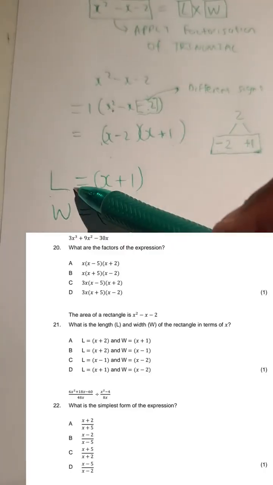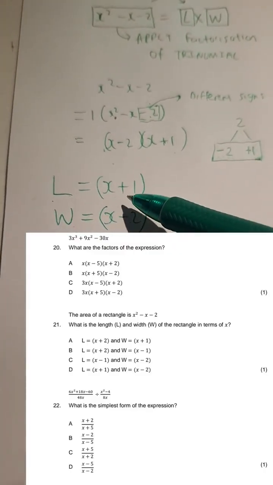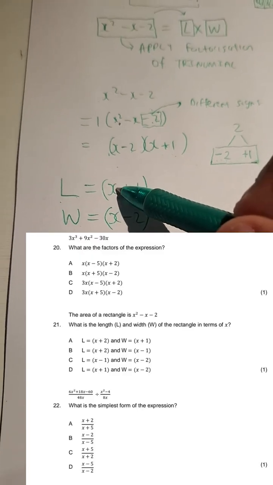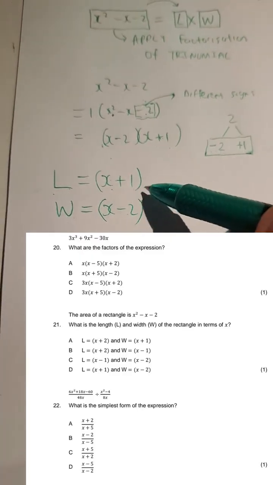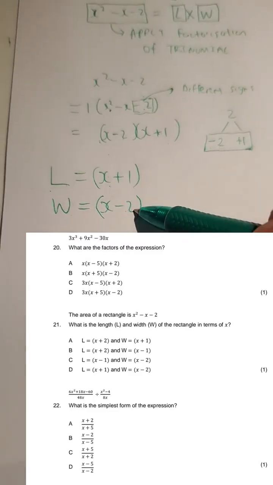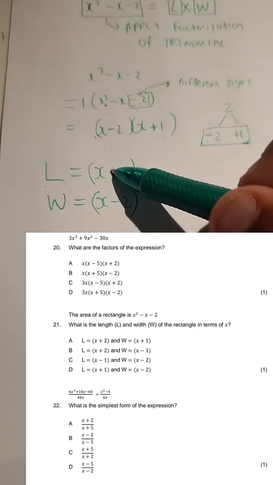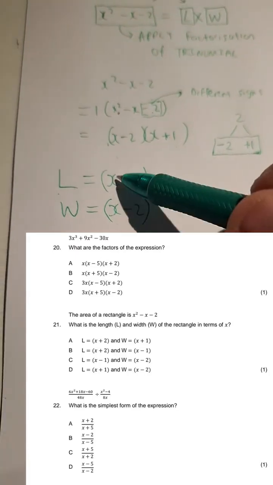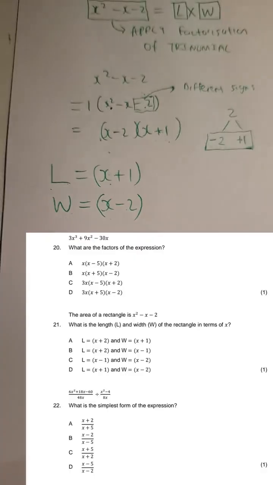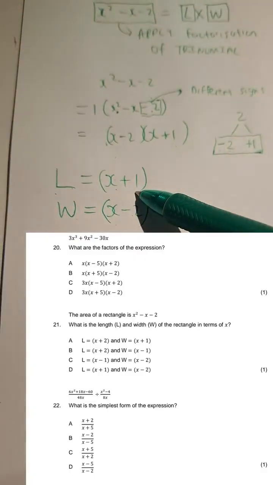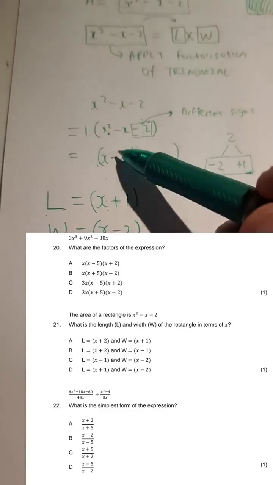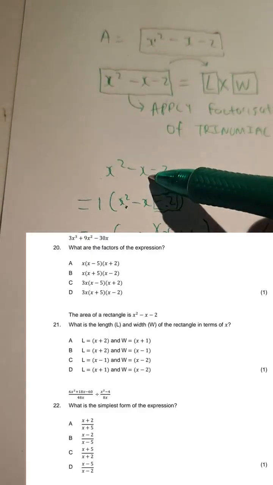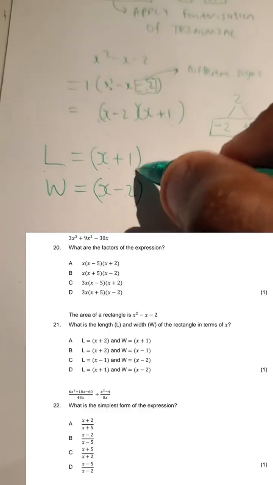Remember, guys, the length must always be the longest side. And let's say, for instance, we knew what the value of x is. Let's say x is 3. Then it's going to be 3 plus 1, which gives me 4. Then 3 minus 2, which gives me 1. So this side is always going to be longer than this side, whatever value I substitute in the place of x. So I'm going to say my length is x plus 1 because this length times this breadth is going to give me the area, which is x squared minus x minus 2. So this is my answer.